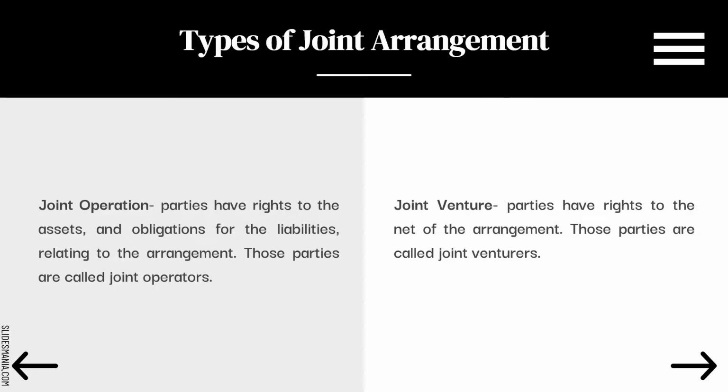So kapag specific assets or specific liability yung interest doon sa joint arrangement, that is joint operation. Pero kapag net assets, buo na, isahan na yung interest mo doon sa vehicle na yun, that is joint venture. So joint ventures are always structured through a separate vehicle. So kapag di mo na alam kung ano yung specific sa'yo, kunwari 50% of net assets I own ko under my interest, that is a joint venture.